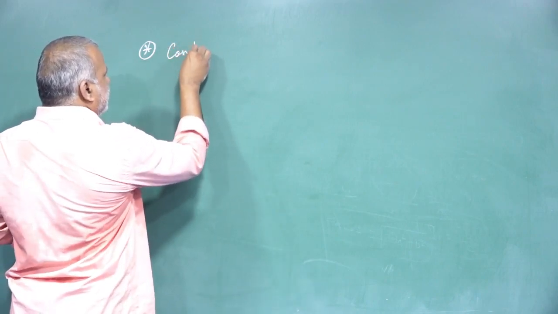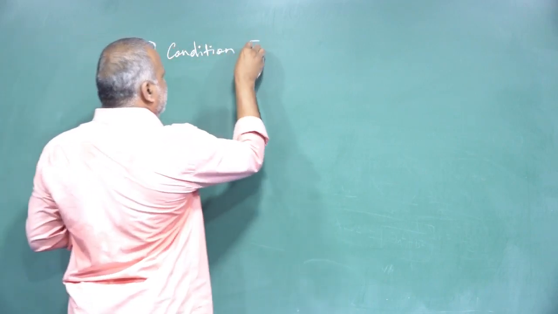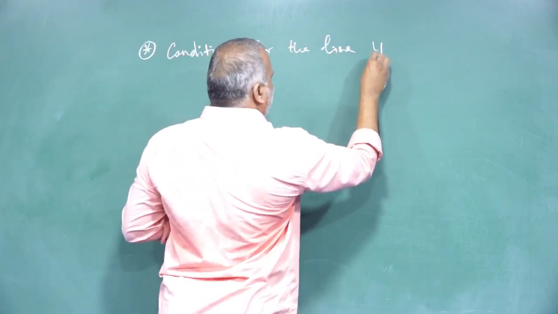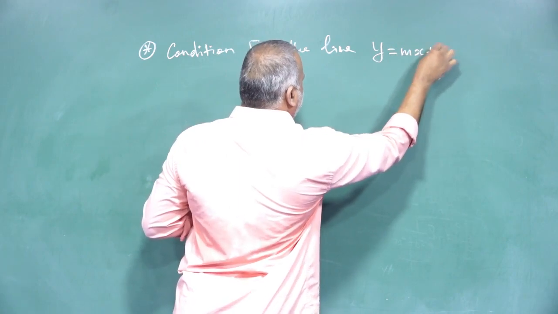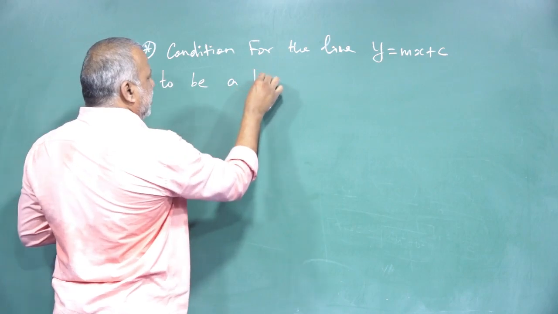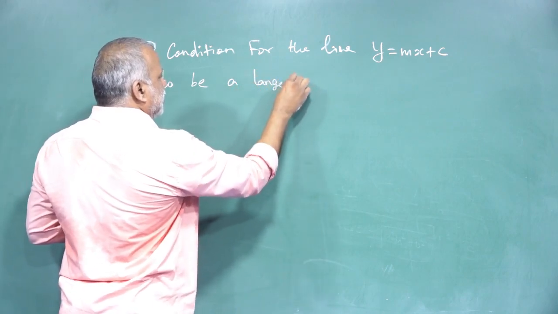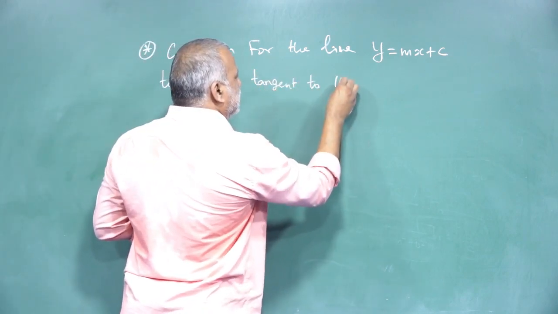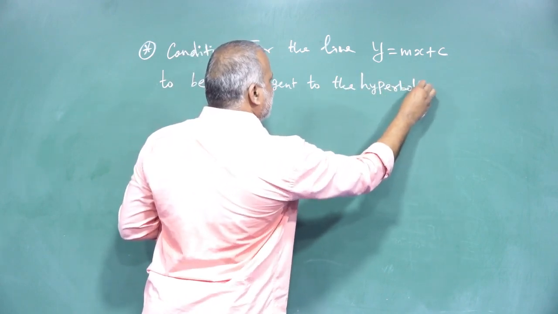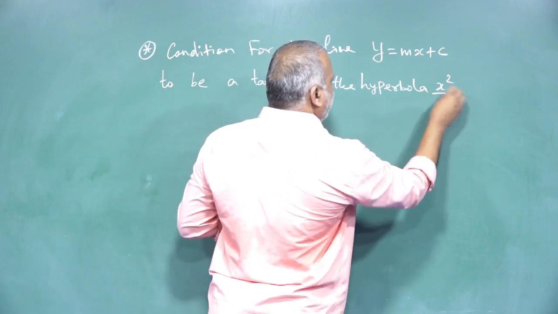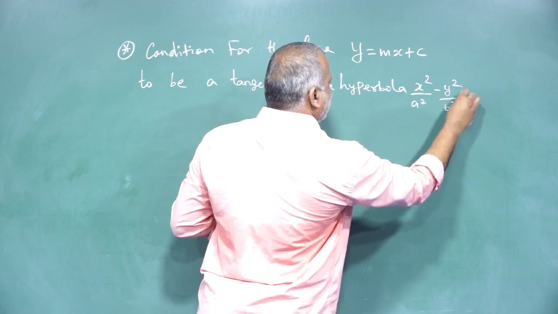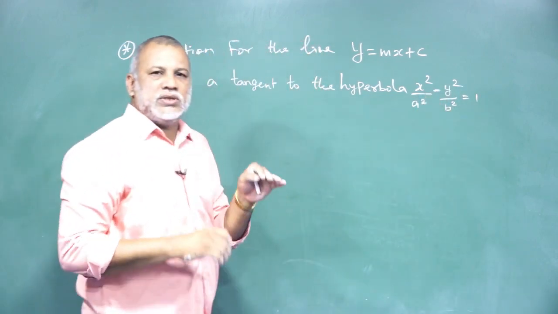Condition for the line y equal to mx plus c to be a tangent to the hyperbola x squared by a squared minus y squared by b squared equal to 1. So this is your work.